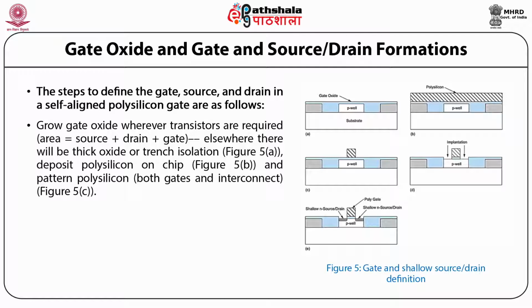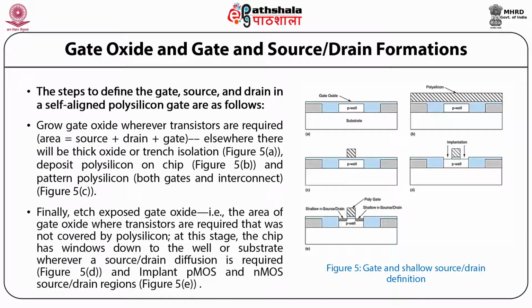Deposit polysilicon on chip as shown in figure B, and then pattern polysilicon, both gates and interconnect, as shown in figure C. Finally, etch the exposed gate oxide, that is the area of gate oxide where transistors are required, that was not covered by polysilicon at this stage. The chip has windows down to the well or substrate wherever a source drain diffusion is required as shown in figure D, and implant PMOS and NMOS source drain regions as shown in figure E.